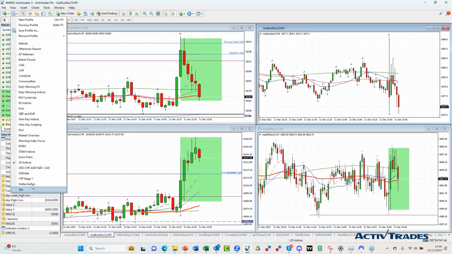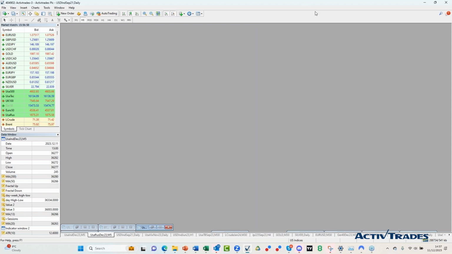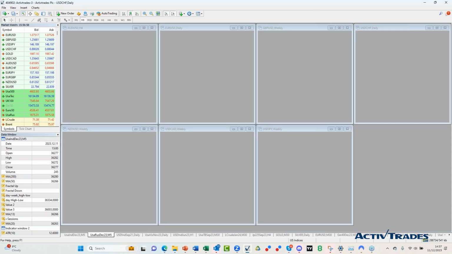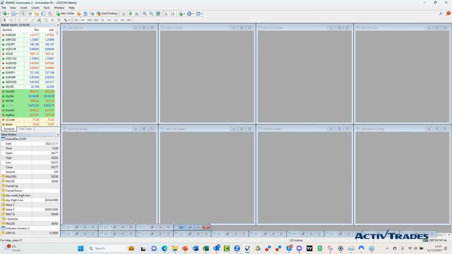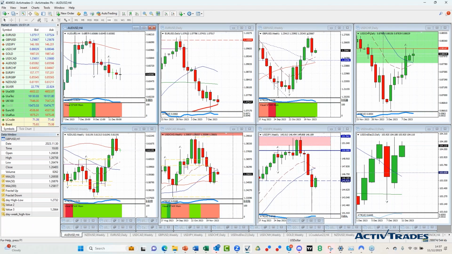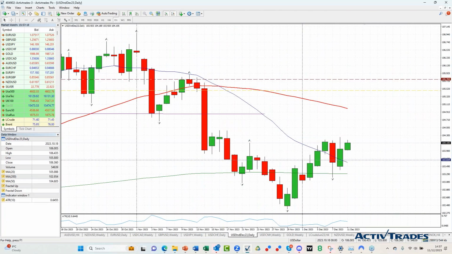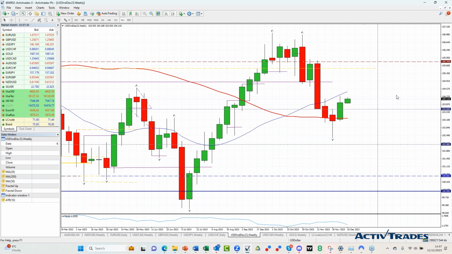Let's have a very quick look at dollar, and then we'll finish up for the day. Let's bring that up and have a look. Dollar's been interesting. Always have a look at the dollar index, especially if you're trading FX. Weekly chart, it's the weekly chart.